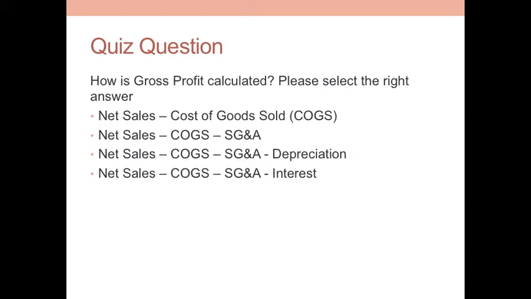The next quiz question is, how is gross profit calculated? And your options are net sales minus cost of goods sold, or net sales minus COGS minus SG&A, or net sales less COGS less SG&A and depreciation, or finally net sales minus COGS minus SG&A minus interest.